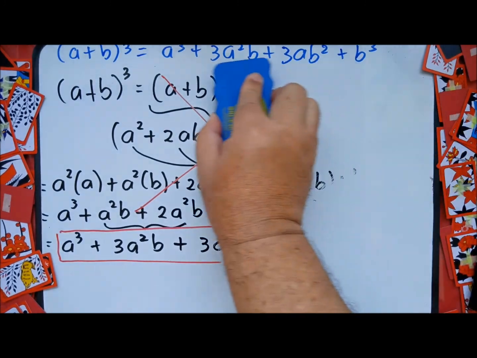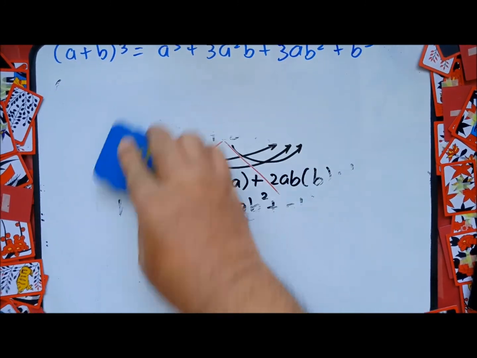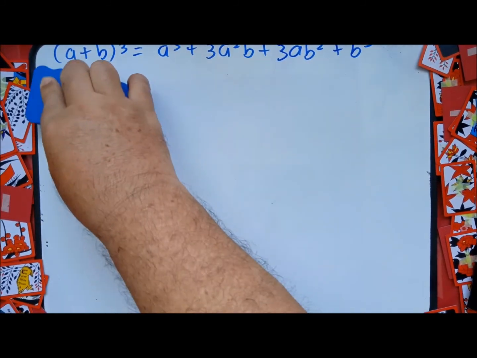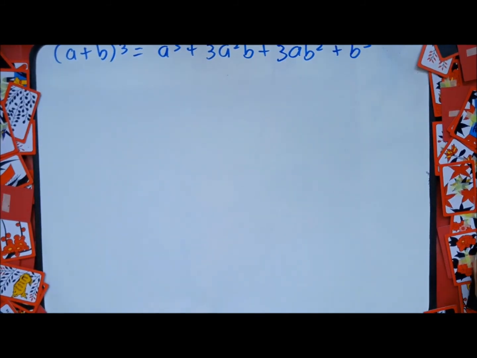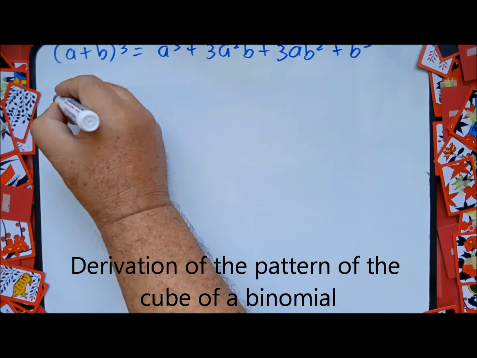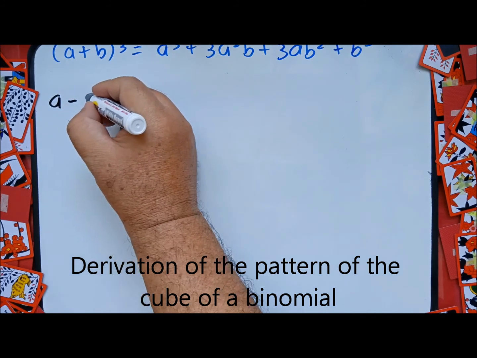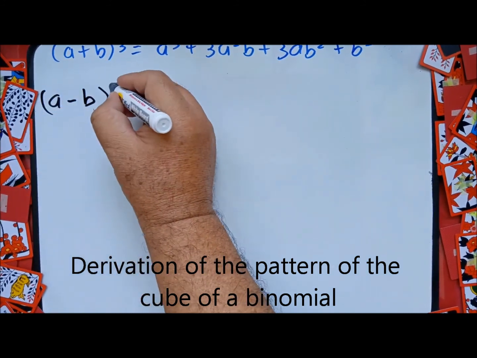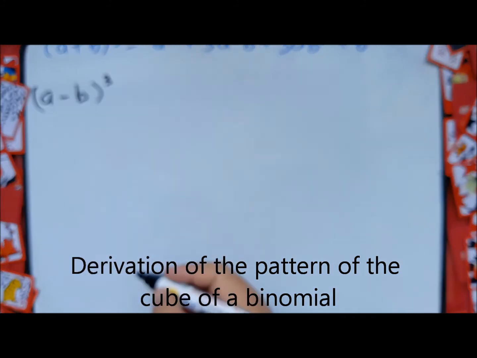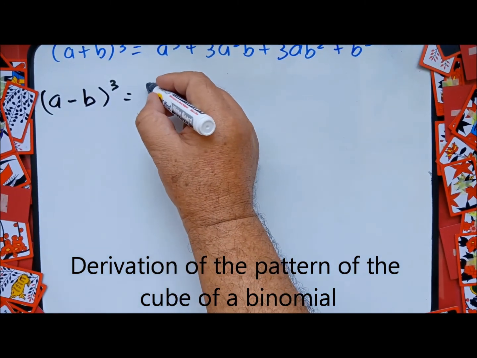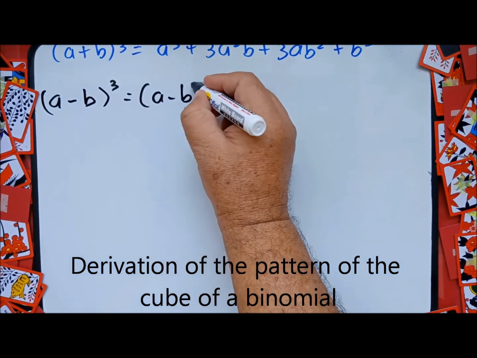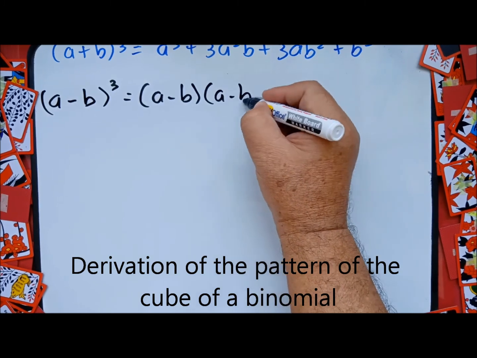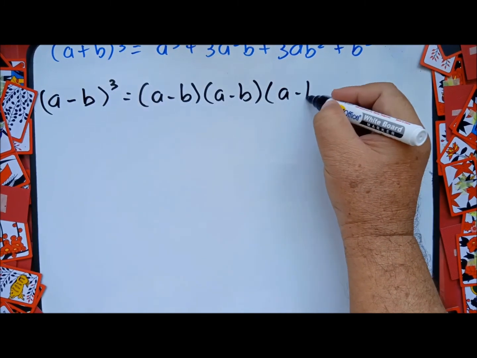Okay, so how about if the second term is negative? Let's derive the pattern. Supposing a minus b cubed, the second term is negative. Okay, this will become what? Again, a minus b times a minus b times a minus b.